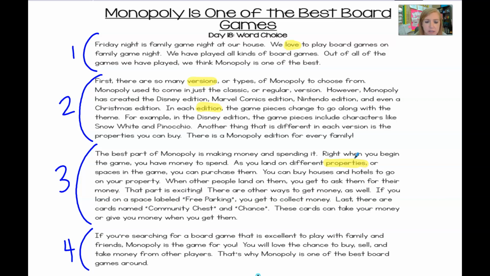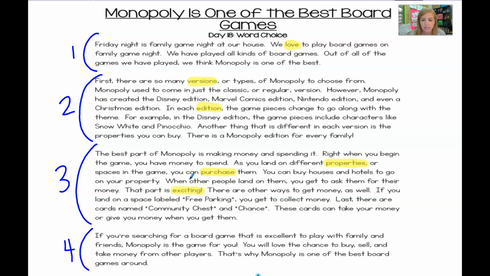It says you can purchase. I think purchase is a strong verb. Instead of saying you can purchase the properties, he could have said you buy it. Buy is sort of a boring word that we use quite often. So instead of saying buy, you could say purchase. And so I think that's a strong, interesting word. When other people land on them, you get to ask them for their money. That part is exciting. There's a strong adjective, exciting.